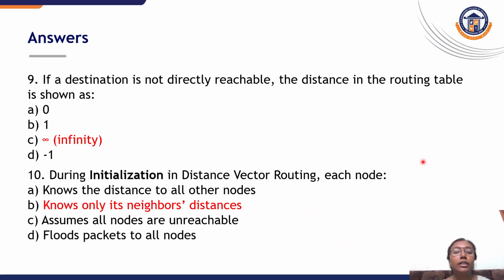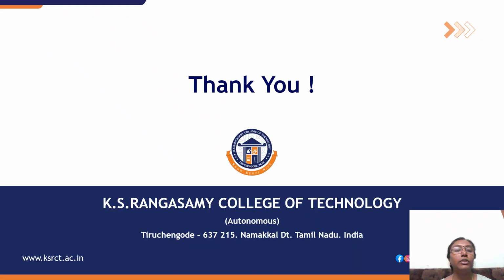So we have seen the distance vector routing algorithm, how to update the routing table and find the final routing table for every node by means of three concepts: initialization, sharing, and updating of information of every other node. Thank you for your patience listening.